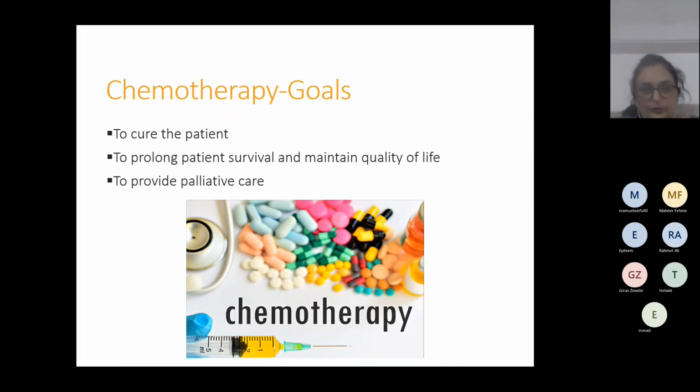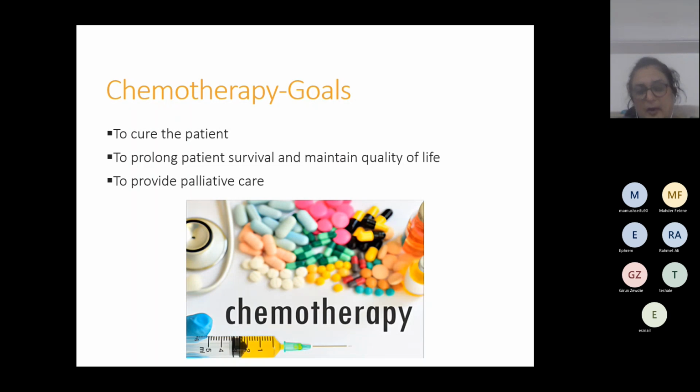Now, what is the goal of chemotherapy? Chemotherapy aims to cure the patient, of course, to prolong patient survival and maintain quality of life. In some cases where a cure is not possible, you have to give chemotherapy so that you can prolong the patient's survival, give some time or life to the patient, and also improve the quality of life of the patient.